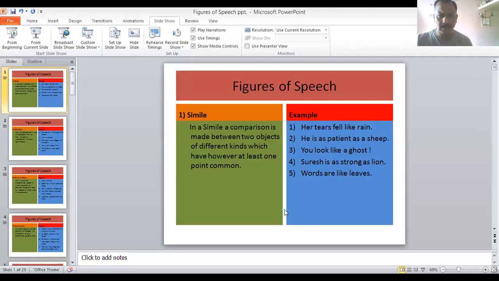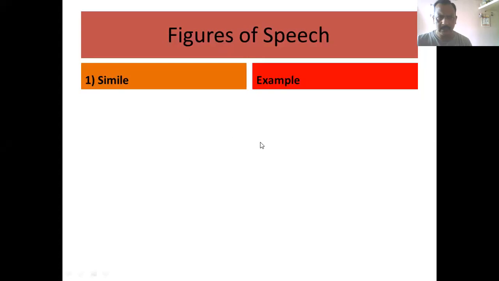The language of the poem becomes very different only because of the figures of speech. The figures of speech make the language figurative, and because of that we have figures of speech that make the poems interesting. So we are going to see one by one the figures of speech in English. The first figure of speech we are going to see here is simile.